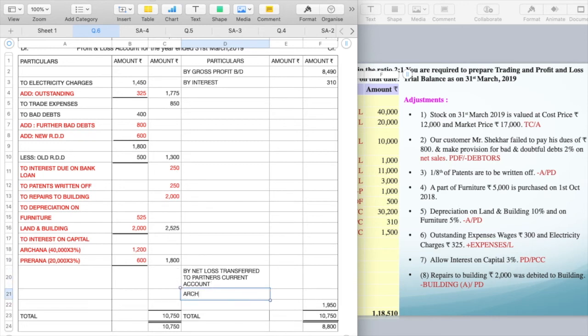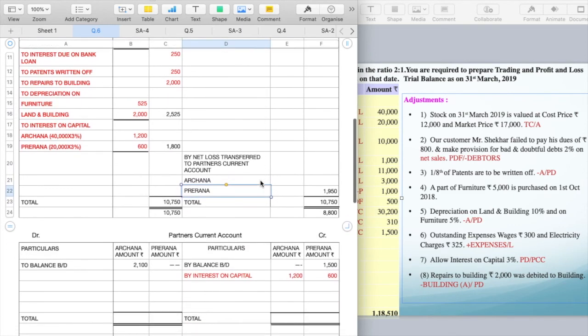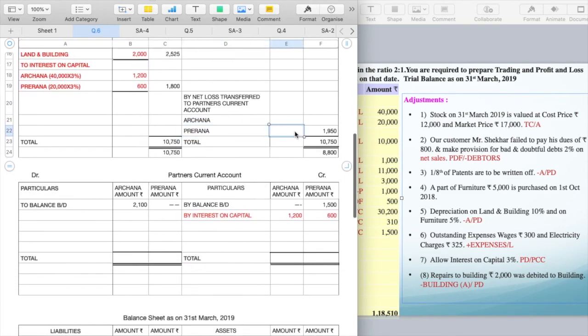So Archana and Prerna. Now what is the ratio? Ratio is 2:1. Okay, so 1,950 we have to divide by 3. If we divide by 3, we will get an answer of 650. So Prerna's share will be 650, and if you multiply 650 by 2, the answer will be 1300. Alright, so now we have derived the net loss.